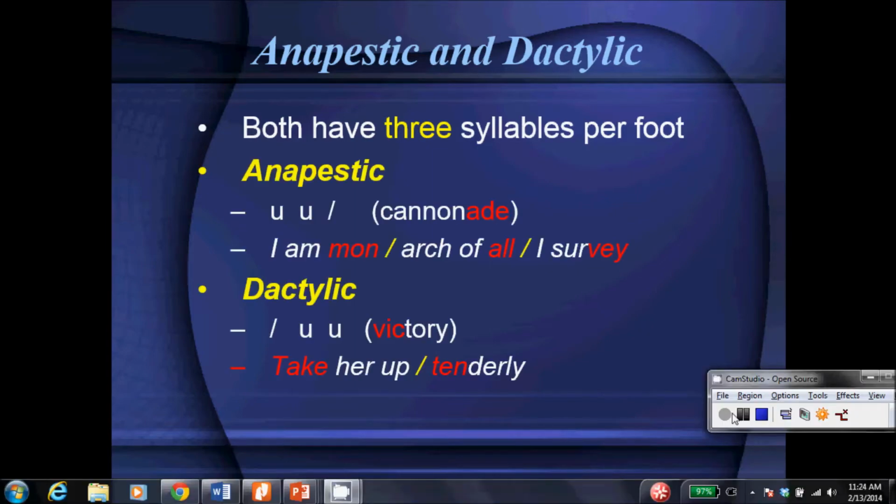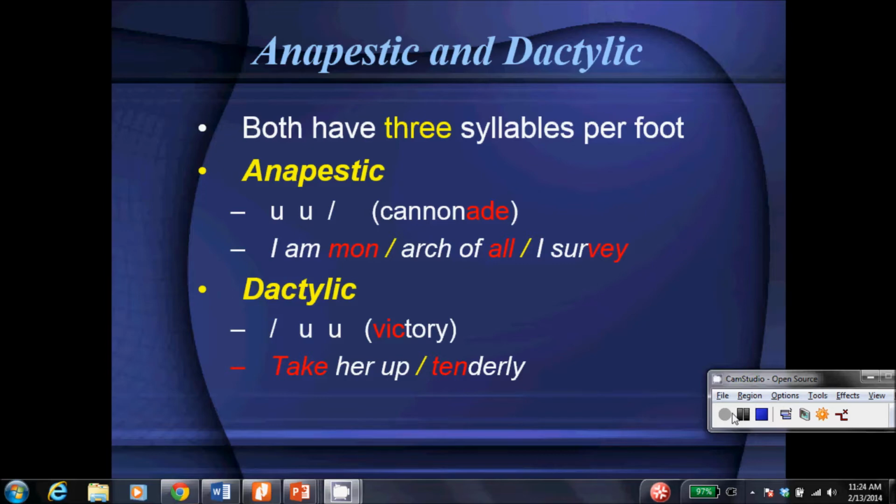So anapestic is unstressed, unstressed, stressed. The noun version of that is an anapest. So an anapest is a foot with 3 syllables per foot that is unstressed, unstressed, stressed. So the example there is cannonade. And then we can see it in the line, "I am monarch of all I survey." So there's your example there.